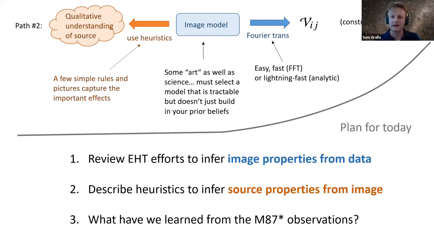So this is my plan. And if questions have occurred to you already, now would be a good time to raise your hand. My plan is, first of all, I'm going to review what EHT did and preview some results my student is going to talk about in the next talk in terms of inferring image properties from the data. So that's the right part of this diagram up here. And then I'm going to spend a little more time saying, okay, supposing you know what the image looks like, what can you infer about the source? And then finally, I'll come back to the title of the talk and I'll tell you at least my take on what we've learned from this amazing data set.